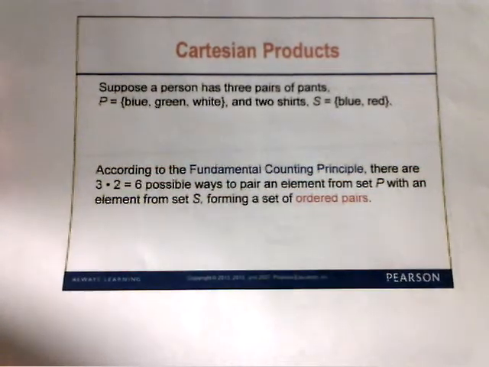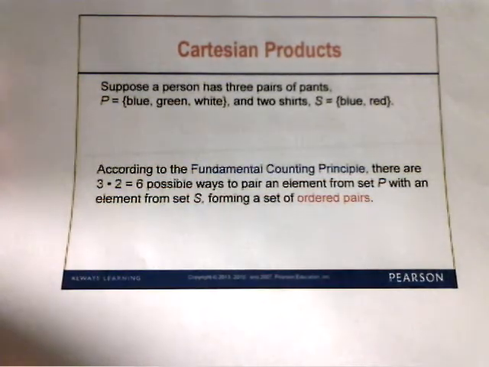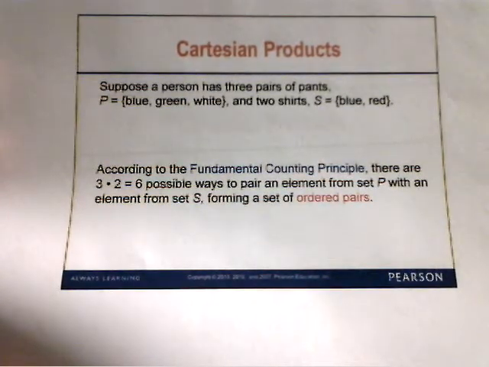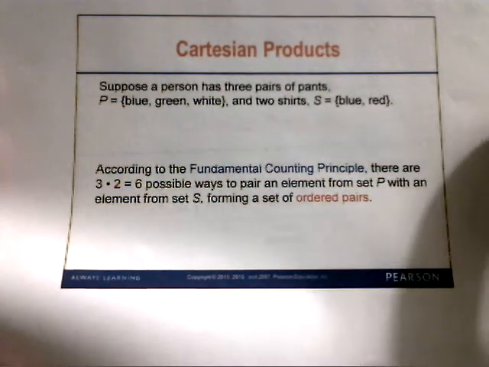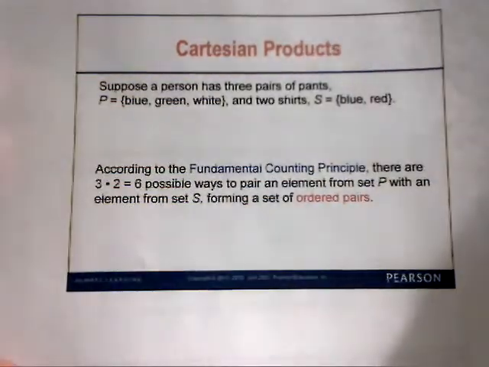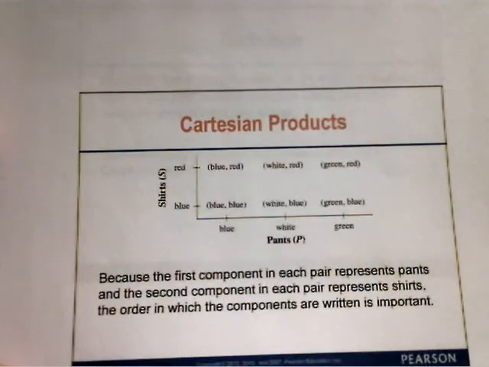Now, we talked about the fundamental counting principle in one of the videos here. So here, if one situation can be done m ways, the second one can be done n ways, then m times n ways can be performed using that fundamental counting principle. And this is what the Cartesian product looks like.